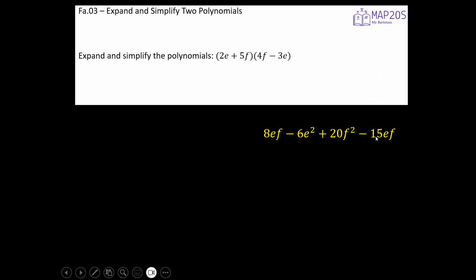Now, a little bit different from the previous one, our like terms are not in the middle. e squared and f squared are not like terms. We cannot combine them. But ef and ef over here are like terms, and so we can combine them. 8 and negative 15 is going to give us negative 7. And so when we go through this here, we're going to get negative 7ef. I put the negative 6e squared first, then the ef, then the f squared. It doesn't really matter as long as our sign in front is proper. So the 20f squared is positive, the 6e squared is negative, so we have to keep the negative in front of the 6e squared and the positive in front of the 20f squared. And that is super important.